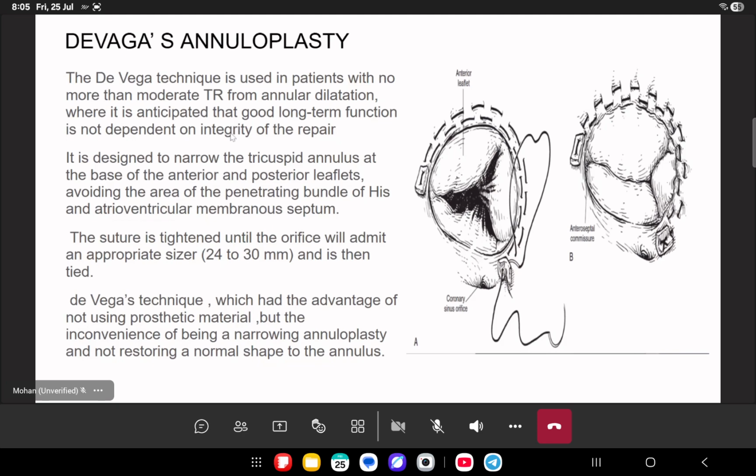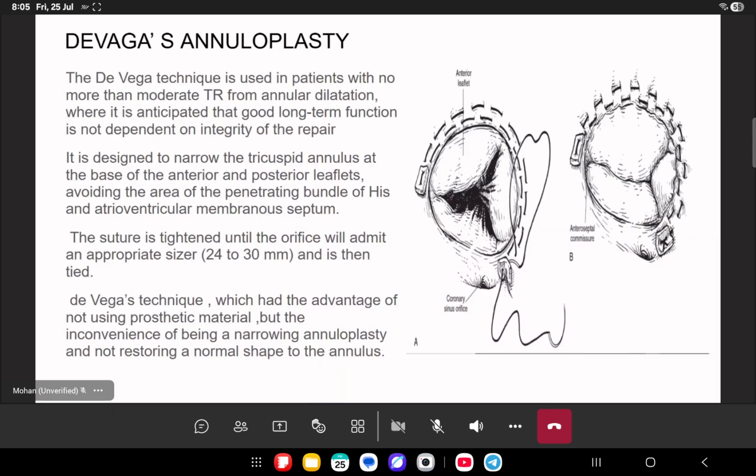It is designed to narrow the tricuspid annulus at the base of the anterior and posterior leaflets, avoiding the area of the penetrating bundle of His and the atrial membranous septum. The suture is tightened until the orifice will admit an appropriate size, around 24 to 30, and then it is tied.